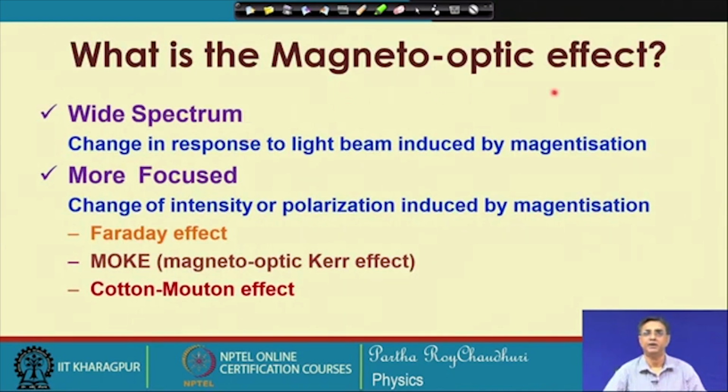What is the magneto-optic effect? The broad definition is that it is the change in the response to the light beam, which is induced by the magnetization of the matter through which the light is propagating. And if we look at a narrower view of this magneto-optic effect, then it is the change in the polarization or the resulting intensity induced by this magnetization of the material through which the light beam is propagating. These are categorized under the Faraday effect, which was first observed, then the magneto-optic Kerr effect, then the Cotton-Mouton effect.